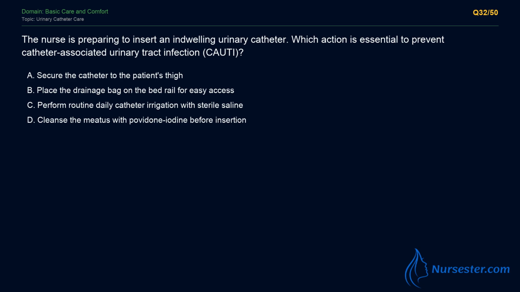Question 32. The nurse is preparing to insert an indwelling urinary catheter. Which action is essential to prevent catheter-associated urinary tract infection, CAUTI? Option A, secure the catheter to the patient's thigh. Option B, place the drainage bag on the bed rail for easy access. Option C, perform routine daily catheter irrigation with sterile saline. Option D, cleanse the meatus with povidone iodine before insertion.